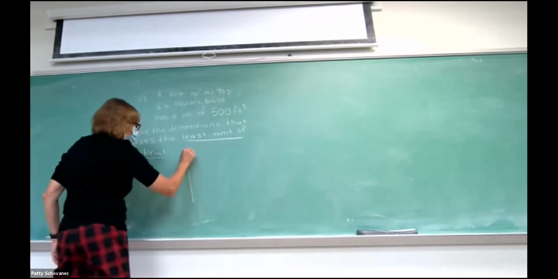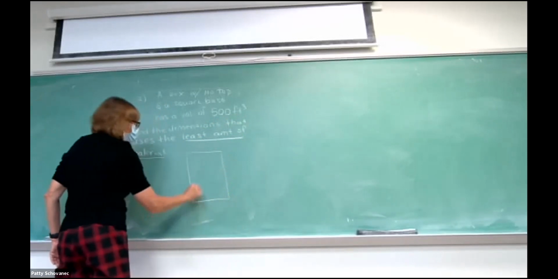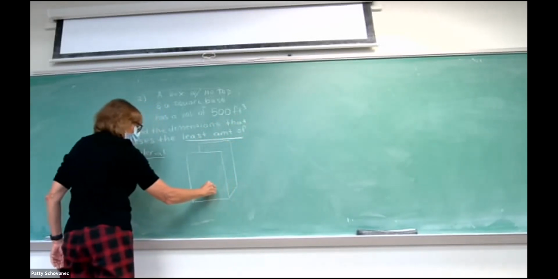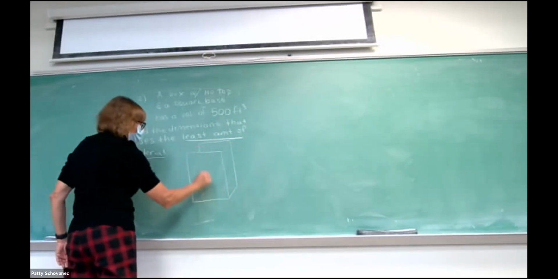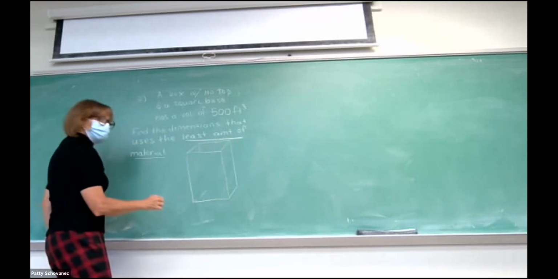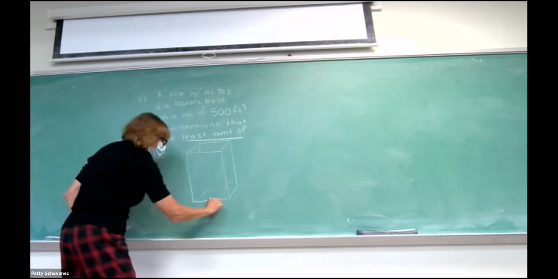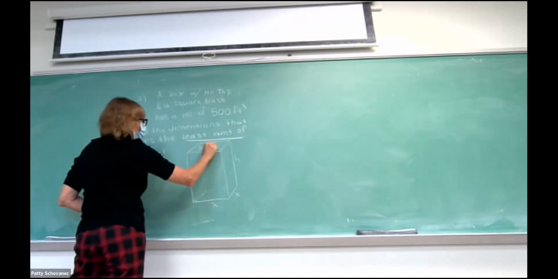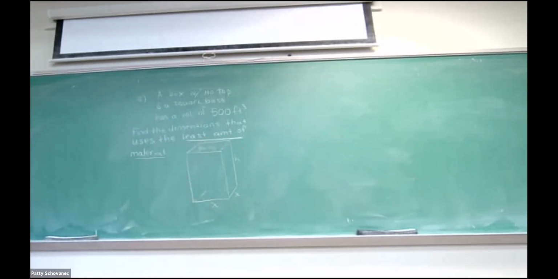Make a box here. Base is a square, so I just need one variable for the base. So let's say it's x by x. And then give a different variable for the height. And there's no top. How do you measure the amount of material used in this box? Area. So you've got 4 sides plus the bottom to be the total area. We want to minimize total area.